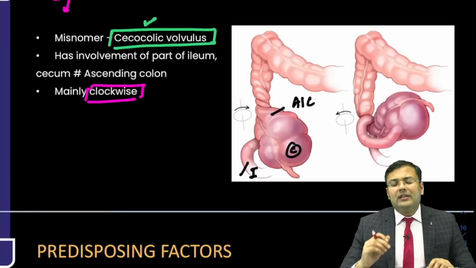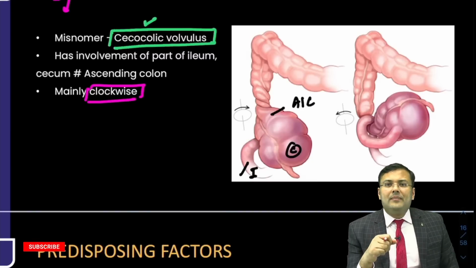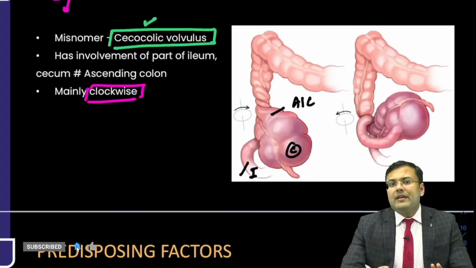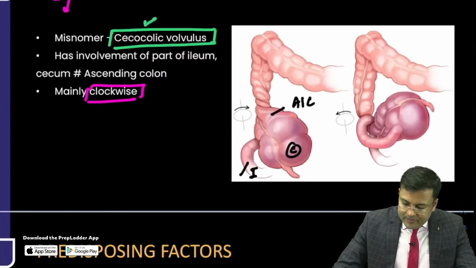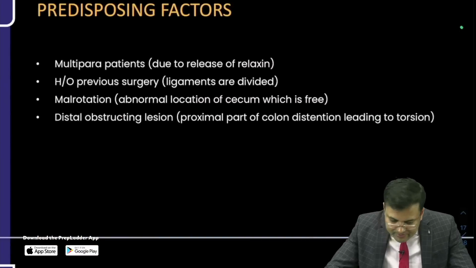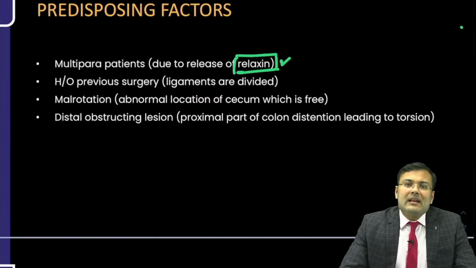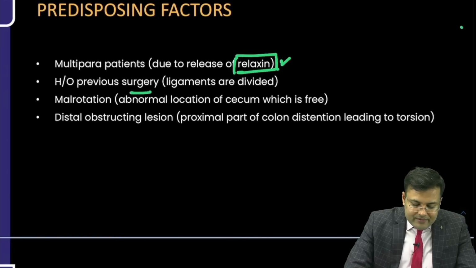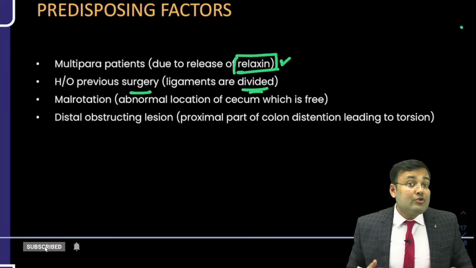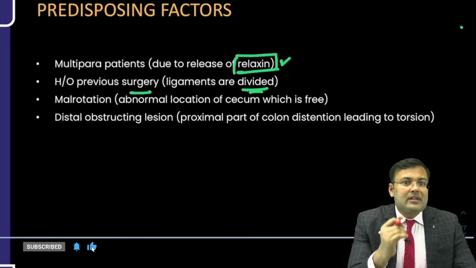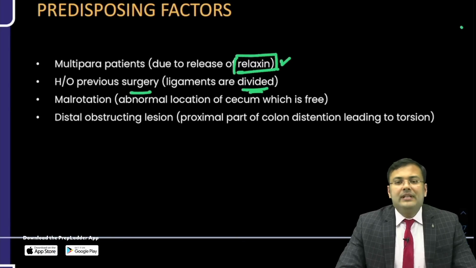Simple. Now here you know that the cecum is a relatively fixed structure, only the anterior part is mobile. So if the cecum is made mobile, like in a multipara patient, there is release of the hormone relaxin. Because of that, ligaments are relaxed. Because of previous surgery, ligaments are divided. If there is malrotation, there is abnormal position of the cecum, and if there is a distal obstructing lesion, there is increased risk of torsion. These are the predisposing factors.